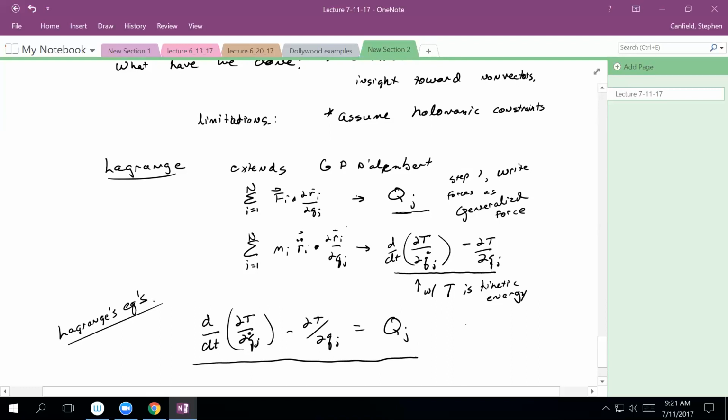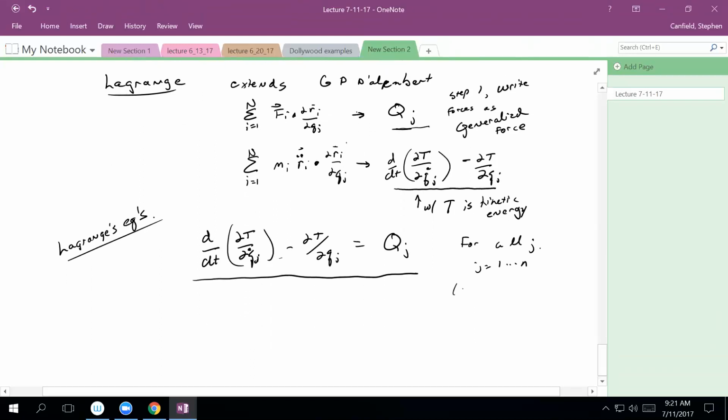All right, T is kinetic energy, Q is a generalized force, they're scalars, you do this for all j. So for j equal one to your number of degrees of freedom or generalized coordinates, and of course this assumes the Qj's are independent.